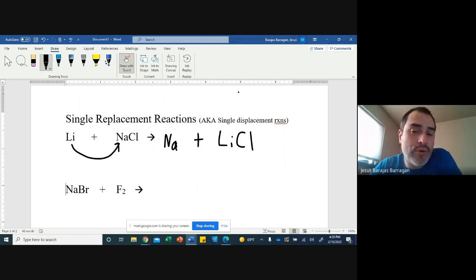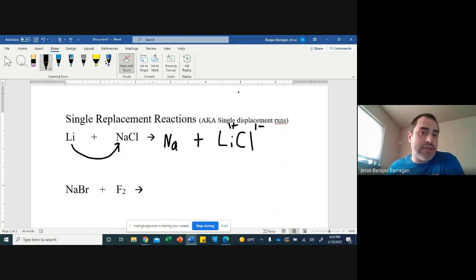Now, at this point, we have to think about whether or not my charges are canceled out. Are they balanced? Let's check. Lithium, according to your periodic table, has a 1 plus charge, and chlorine has a 1 minus charge. So that one is good. We do not need a crisscross method for that one, unless the numbers were different, then you would do it. The sodium is a lonely element.